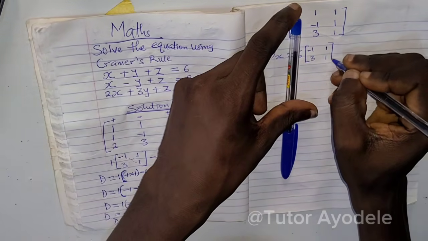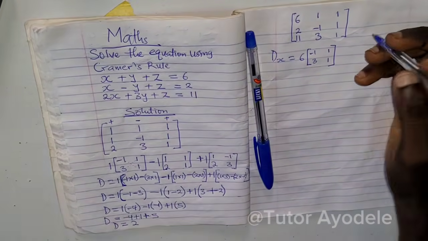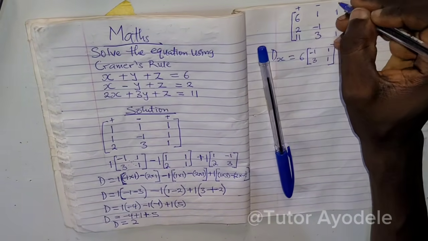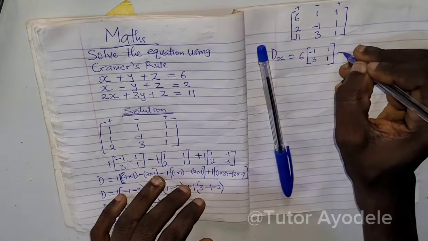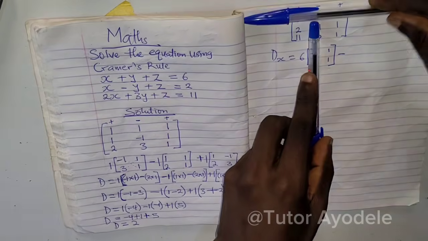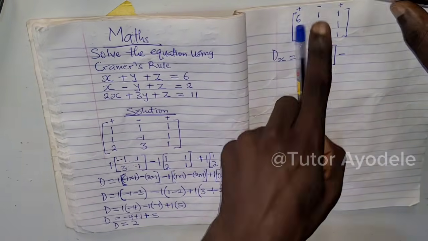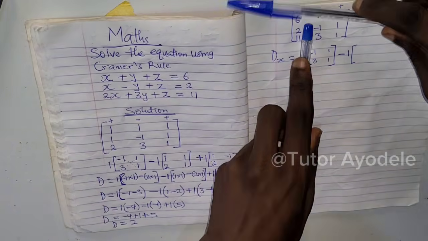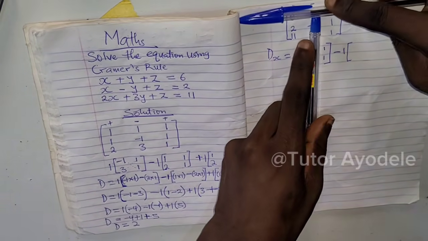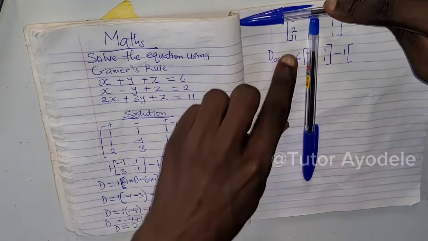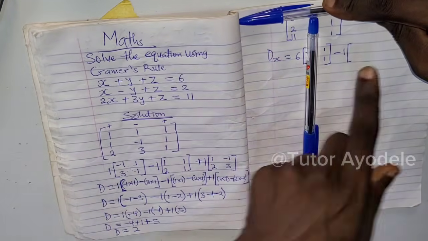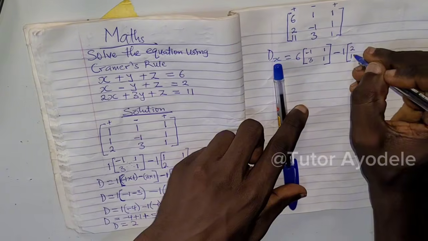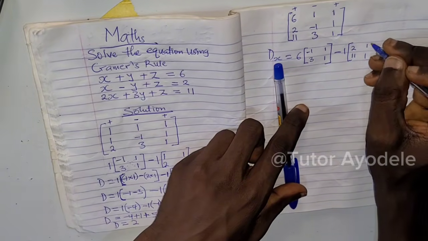Okay. Now, the next one is, take note, the first one is positive, second one is negative, positive. So I'll put negative here. Now, where did they join? They join at this 1. So I'll put 1 here. So when they join at this 1, we are left with some numbers. You can see them. We are left with 2, 11, 1, 1.